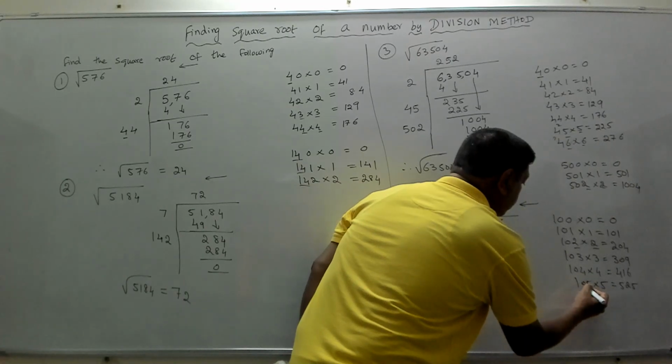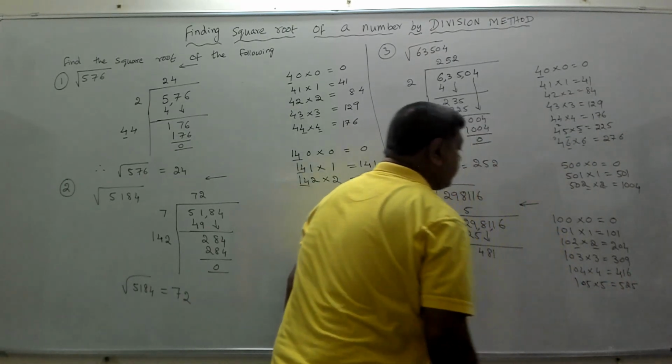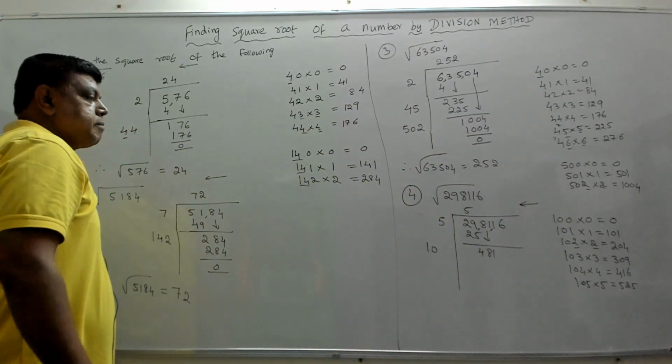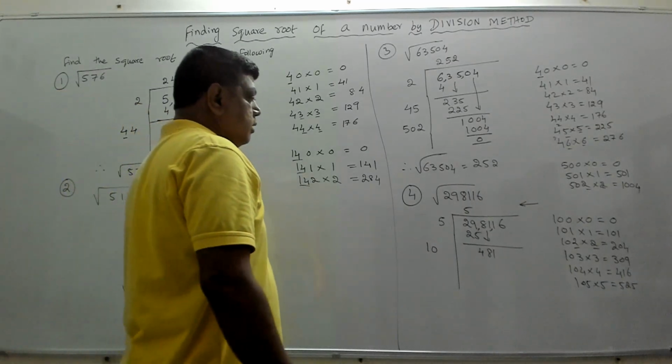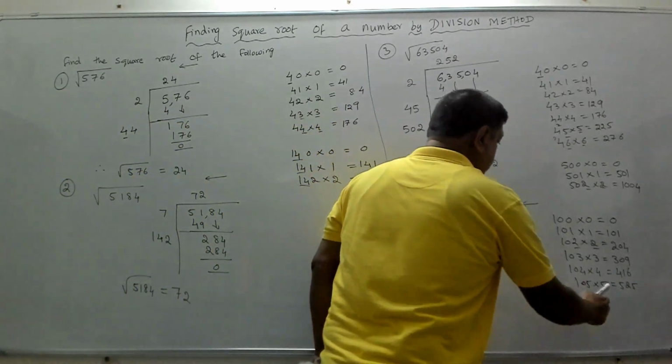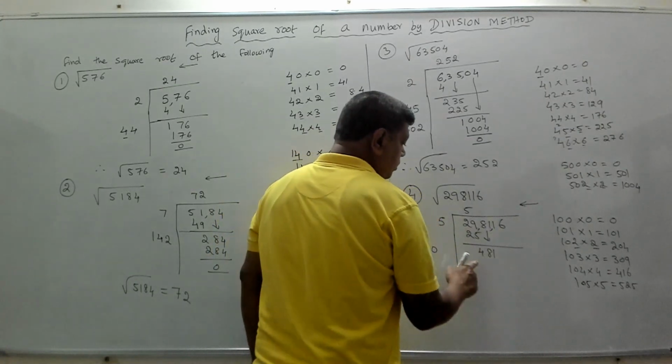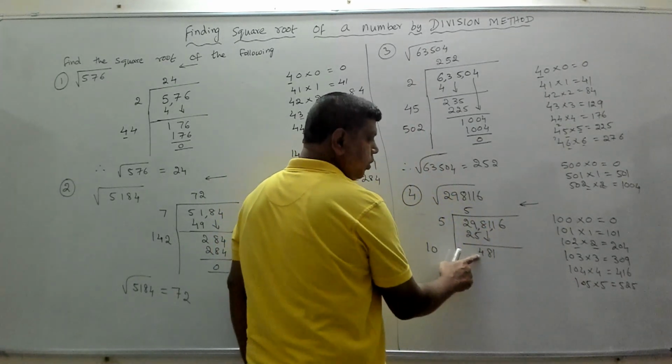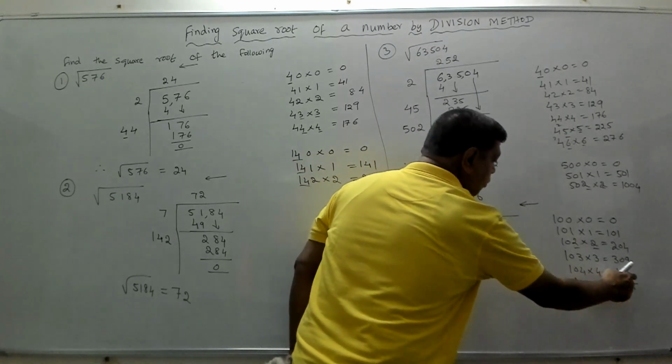105 into 5 is what? 5 5s are 25, 5 1s are 5. 525. Right? Fine. Now we cannot put 525 because that is exceeding 481. So we have to go to the number before that, which is 416.